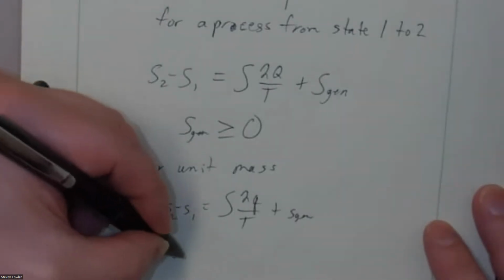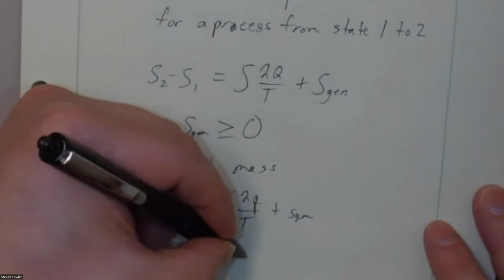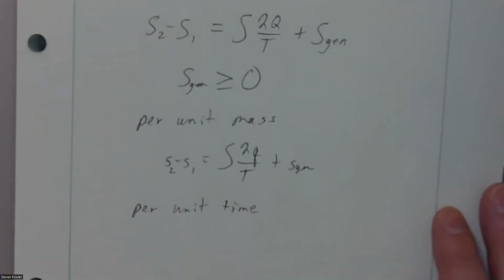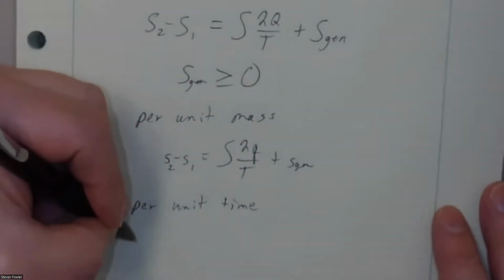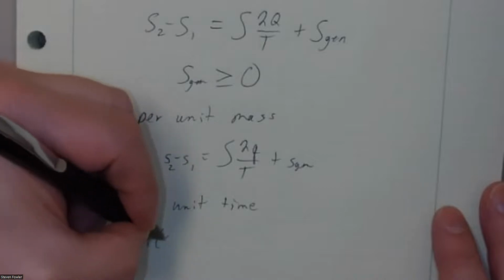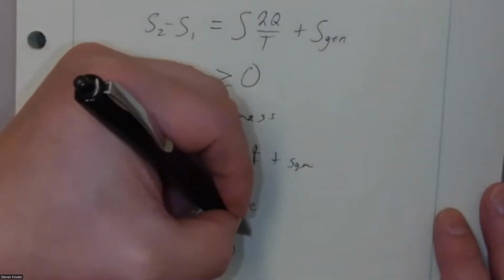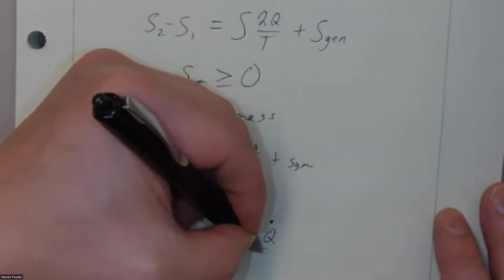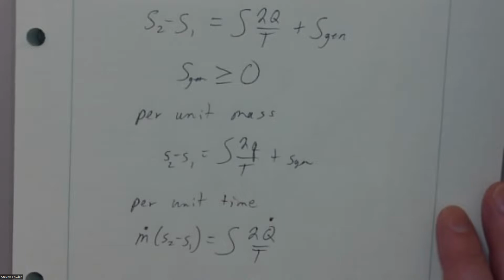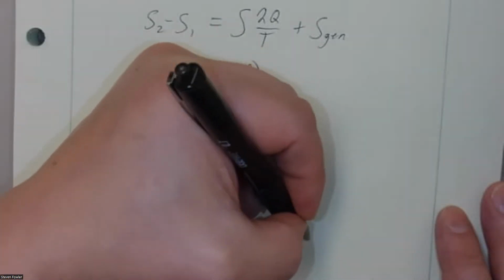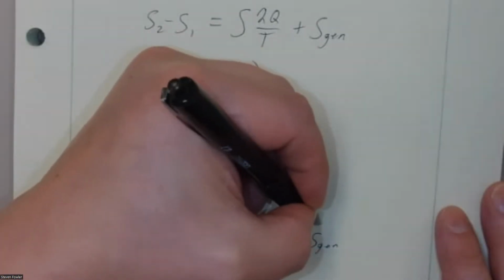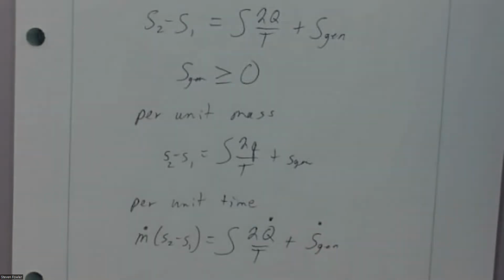We could also look per unit time. We've seen this with both first law and second law problems. Sometimes it makes more sense to measure this over a period of time. Well, what I can do there is take m dot times little s2 minus little s1 and say that's equal to the integral of d big Q dot over t, plus, and you could say this a variety of ways, I'm just going to say big S gen dot. You could take little s gen multiplied by m dot. That's basically what big S gen dot is. That's the rate at which entropy is getting generated, entropy generation per unit time.